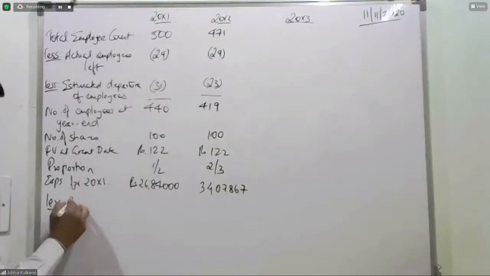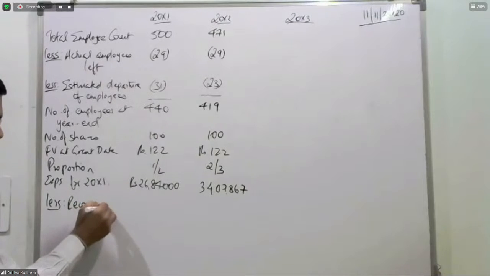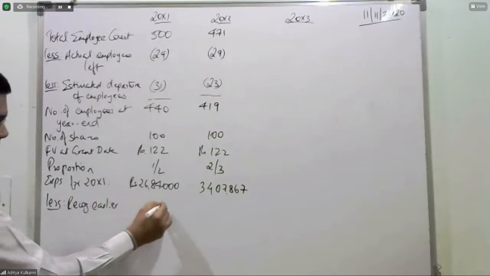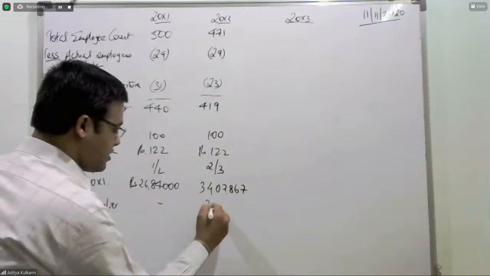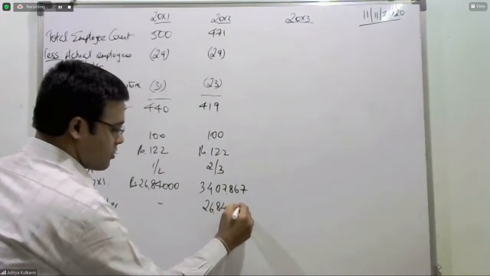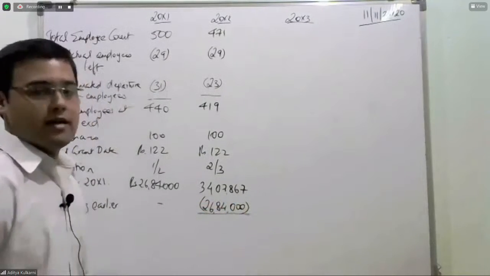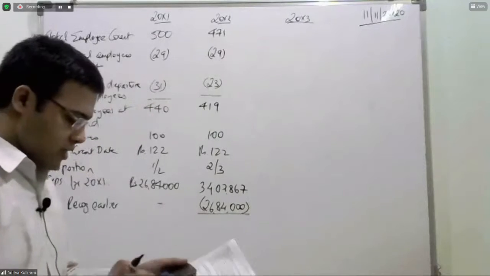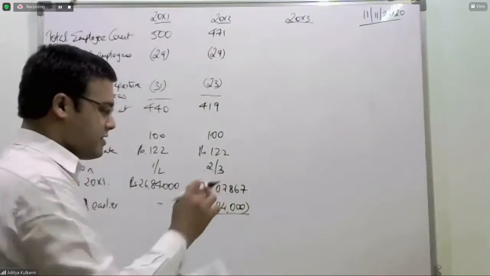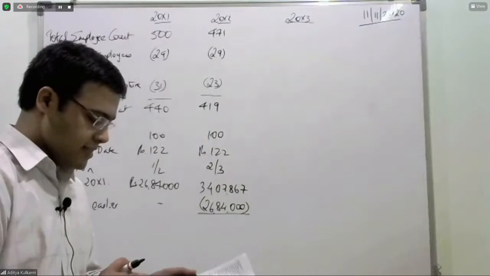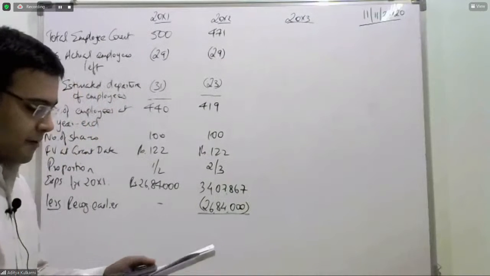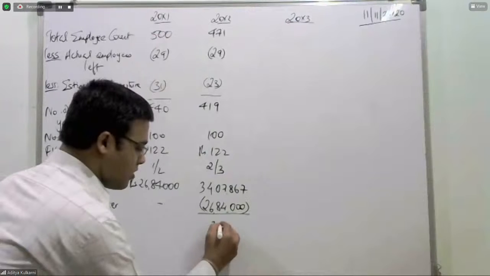Less recognized earlier. How much you recognized? 26,84,000. This is what you recognized earlier. So therefore, 34,07,867 minus 26,84,000. How much will you recognize now?